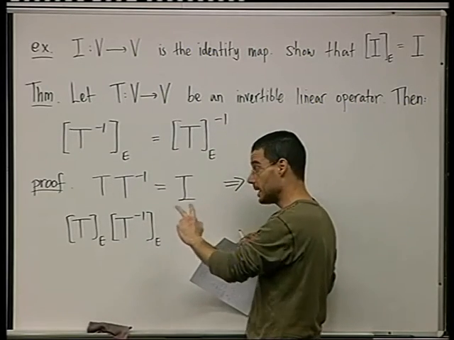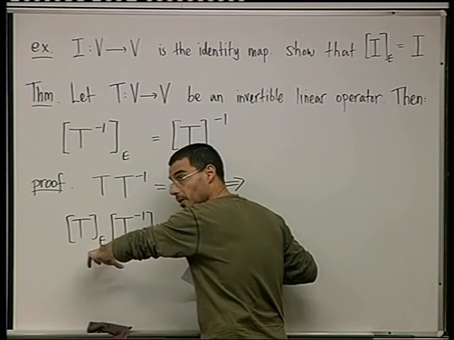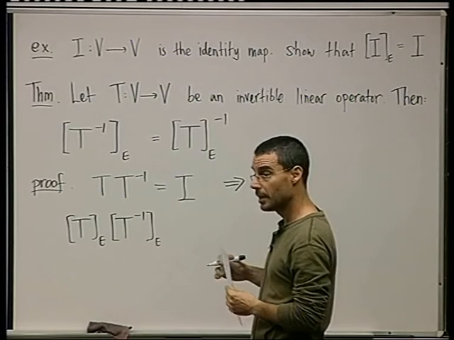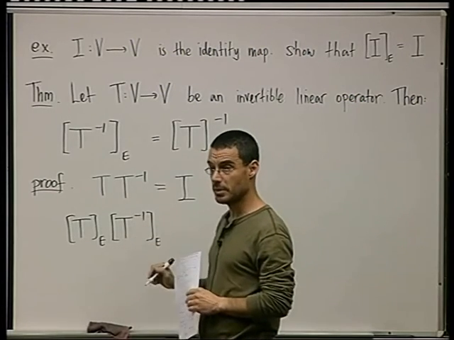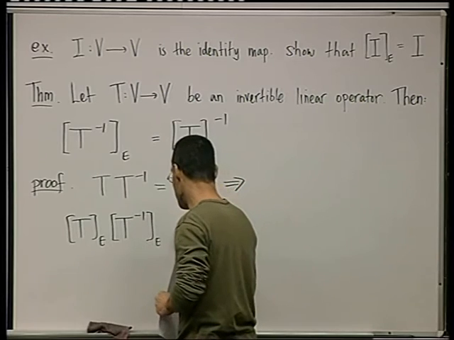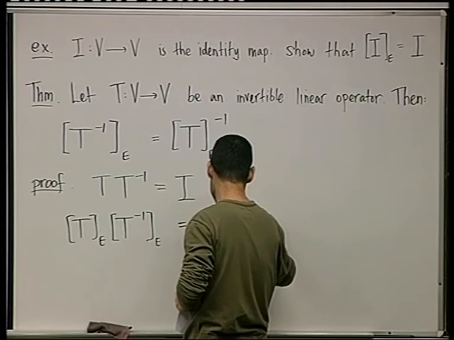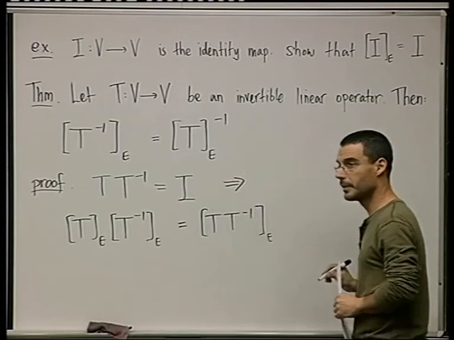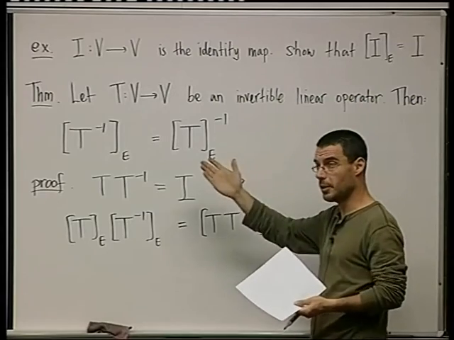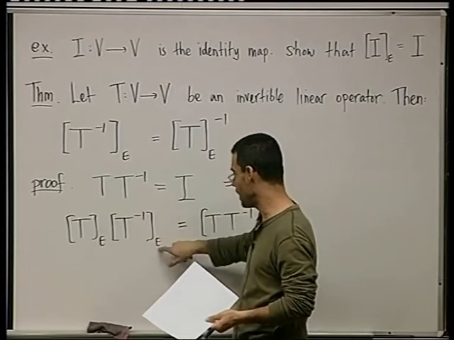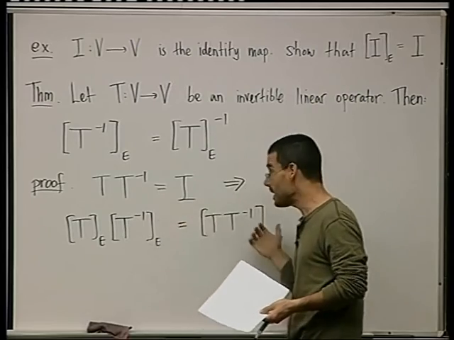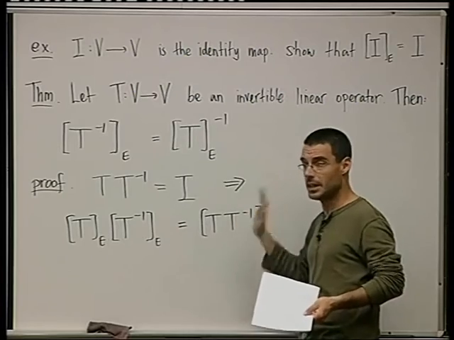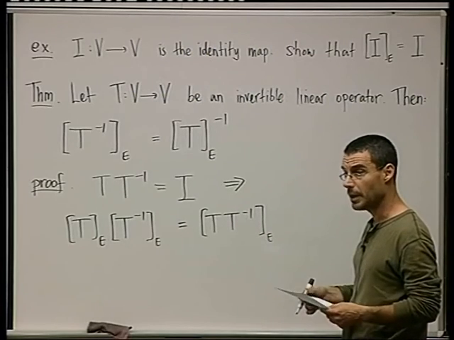But we know that a product of the matrices corresponds to the matrix of the product. That was the previous theorem, right? The product of the matrices corresponds to the matrix of the product. So this equals the matrix of the product T T inverse. It's a simpler form of the previous theorem. In the previous theorem, there was an E, an F, a G, right? There were different bases because it wasn't just all from V to V. Now it's from V to V, so there's only one basis, E, and everything becomes a lot simpler, right?